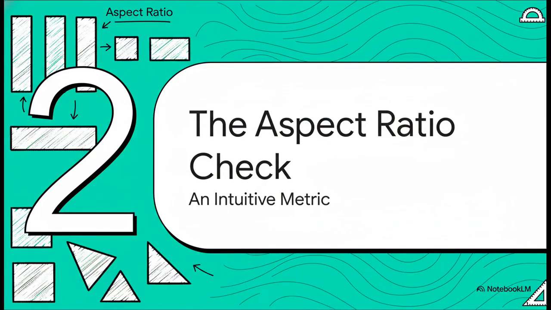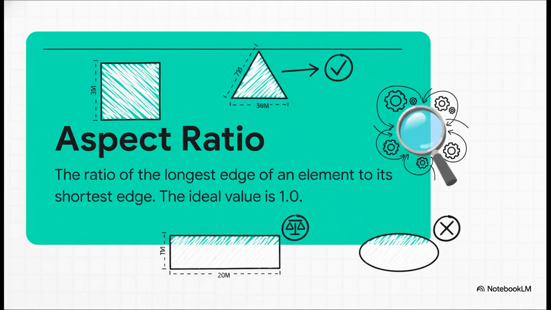Okay, let's dive into our first specific metric. This is probably the most intuitive one to get your head around: the aspect ratio. Aspect ratio is pretty much exactly what it sounds like. You take the longest side of an element and divide it by its shortest side. For a perfect square or a perfect equilateral triangle, all the sides are equal, so the ratio is 1. And that's our gold standard.